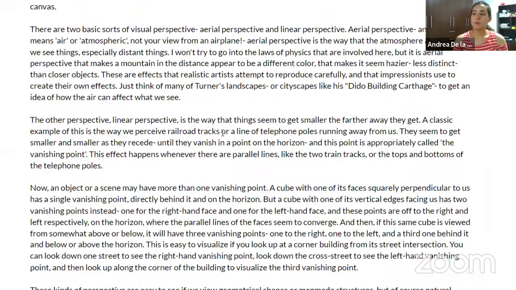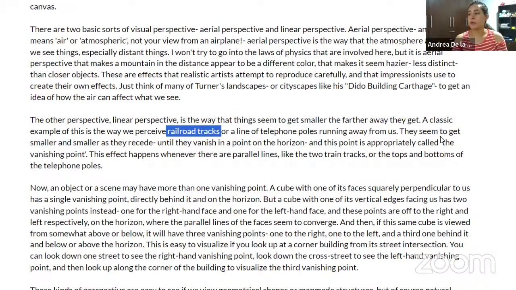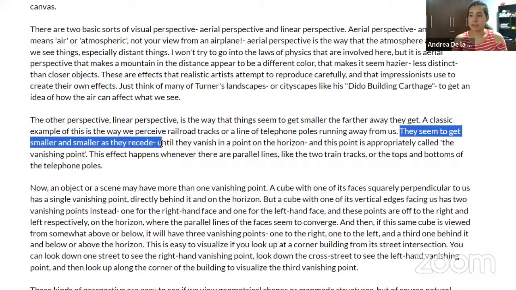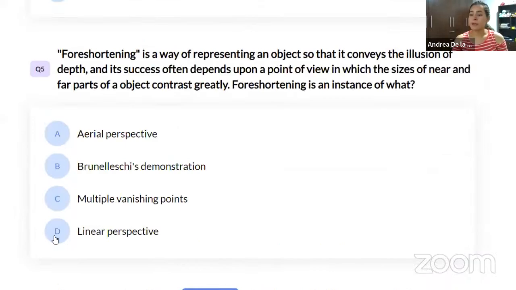That was linear perspective, right? It says linear perspective is the way that things seem to get smaller the farther away they get. So it's about the sizes, smaller, bigger, and about depths, right? Distances. A classic example of this is the way we perceive railroad tracks or a line of telephone poles running away from us. They seem to get smaller and smaller as they recede until they vanish, right? So this would be an example of linear perspective.